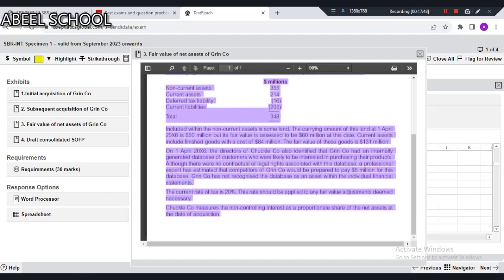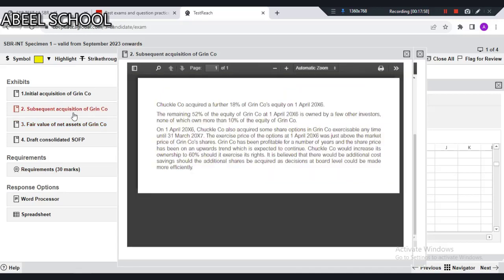Let's see. Non-controlling interest will be measured at the proportionate method. Some information is missing. Yes, here. Chakal Company acquired a further 18% of Green Company on 1st April X6. The remaining 52% of the equity of Green Company at 1st April X6 is owned by a few other investors, none of which owns more than 10%.